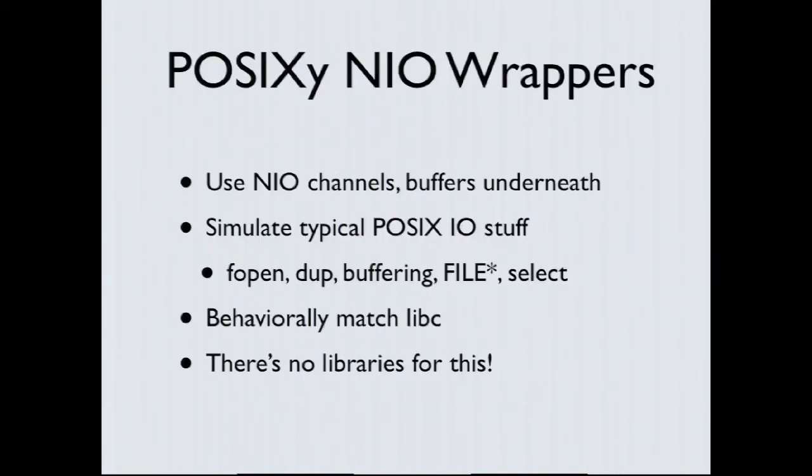So what we came up with is basically a set of POSIXY wrappers around NIO classes. They use NIO channels directly. They do their own buffering. But they allow us to simulate essentially all of the different POSIX I/O behaviors. So we can do things like an fopen that gives us a stream with buffering on top of it. We can do dupes, so we can pretend that one channel is actually in two places at the same time. The buffering characteristics, selection on different types of streams, all pretty much looks like the libc API, which made it simpler for us to duplicate Ruby's implementation of its I/O and file classes.